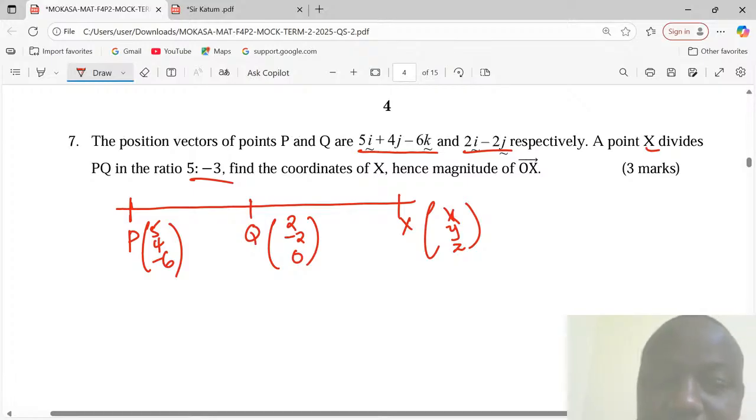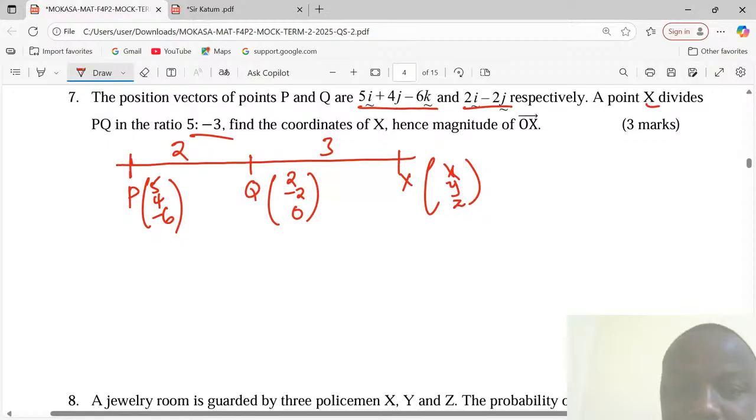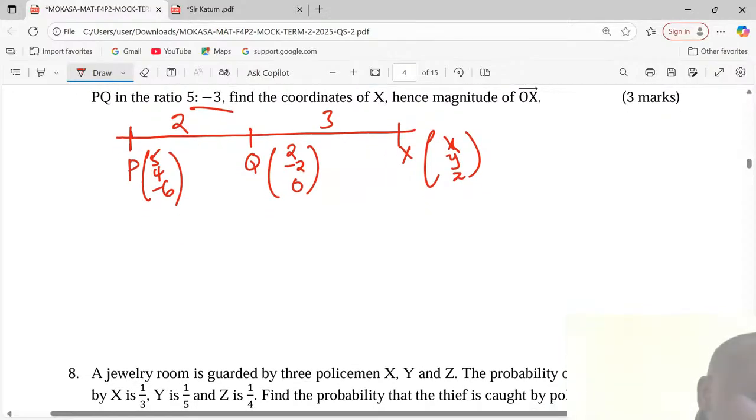It means from P to where X is, we are having 5 divisions. Then from where X is back to Q, we are having -3. So we'll be having 2 and 3 will come here. That is how you interpret the ratios until they take a positive shape. Yeah, they are now positive.